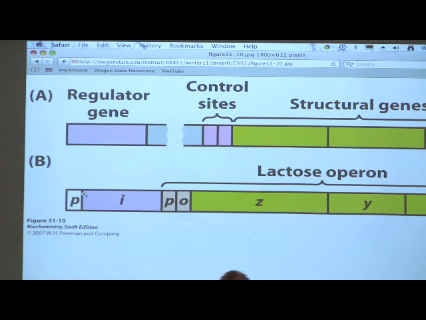Yes, sir? Do you have to add any of the CAP protein to make it? Good question. Do I have to add any of the CAP protein to make this thing happen? What I haven't told you is that CAP usually is there in abundance, and it usually has enough cyclic AMP that it can bind to the site. So it's usually there, okay?